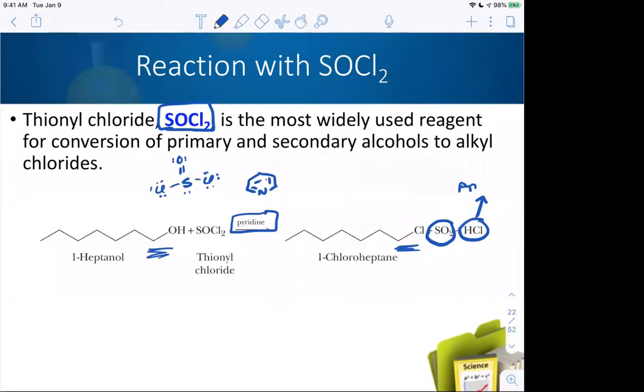This is very widely used for converting primary and secondary alcohols to alkyl chlorides. Sometimes the SN2 reaction is harder to do depending on what else I have around. I can't do an SN1, so thionyl chloride is a very good way of taking this alcohol and converting it to the chloride, since this is thionyl chloride.